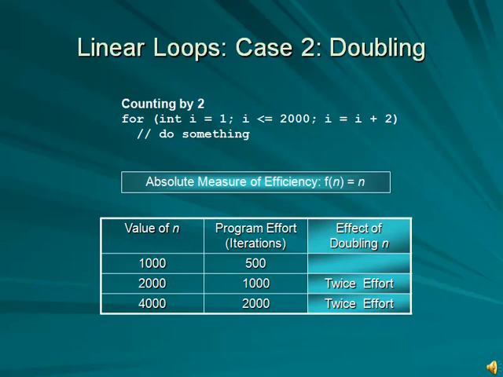Like before, we've changed the value of n, doubling it from 1,000 to 2,000. The loop is still counting by 2, so the number of iterations is always 1/2 of n. But notice column 3 in the table.